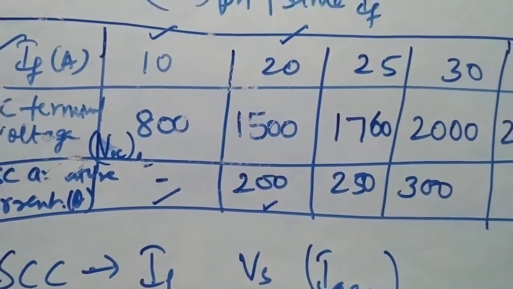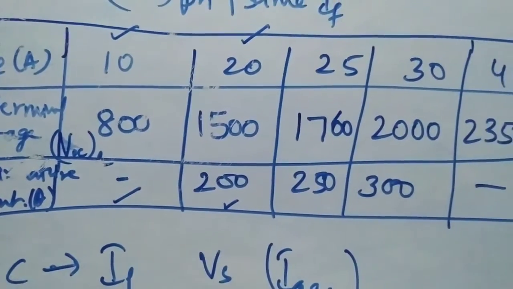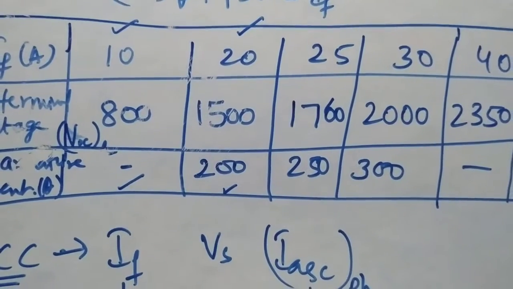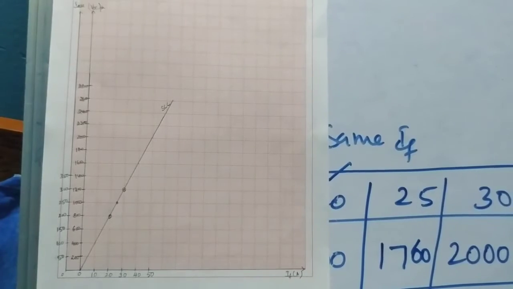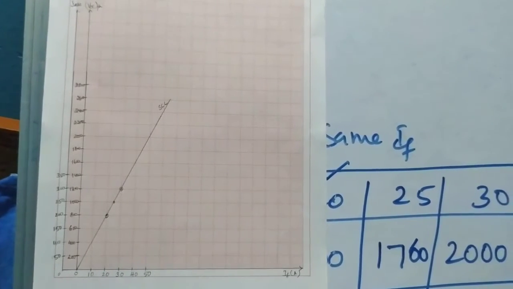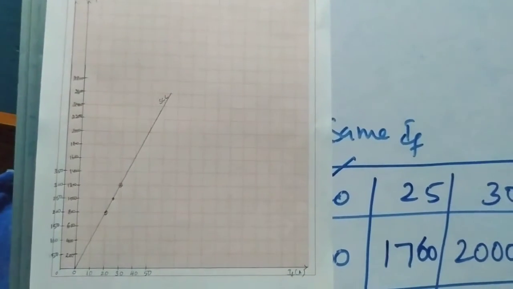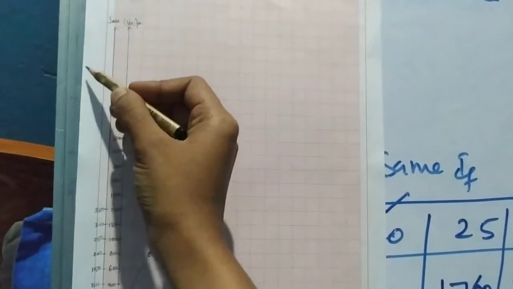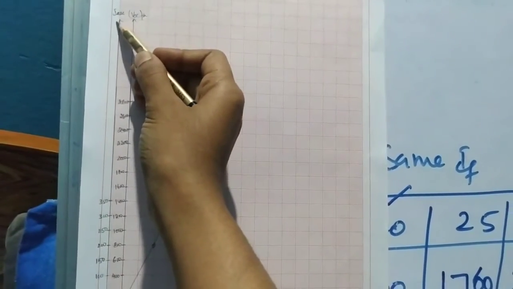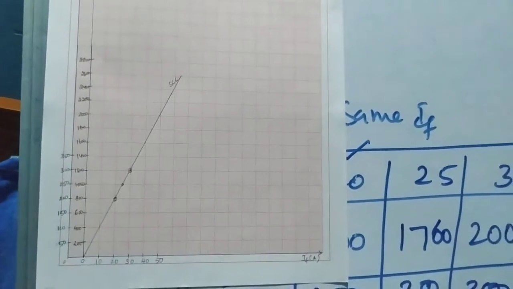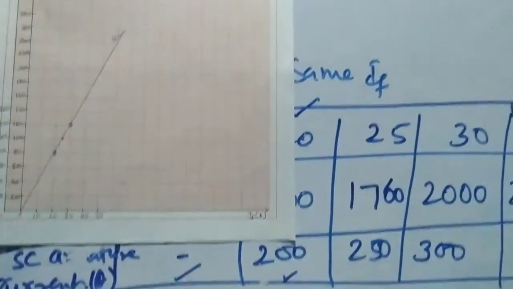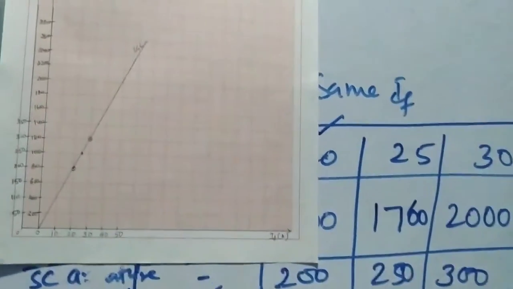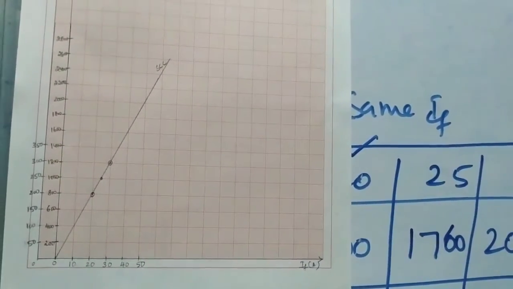Okay, so let us mark the corresponding points onto the graph. So I'll plot the graph. We can see that we have completed the short circuit characteristic between IF as the x-axis and IAC phase as the y-axis. They have given 3 data points, so we have marked the corresponding 3 data points and we will get a straight line.